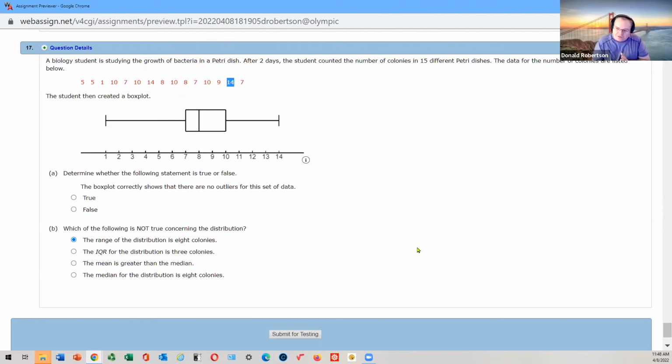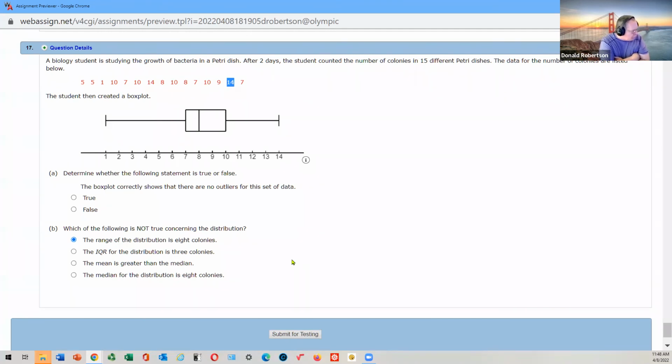It says which of the following. If it said which one of the following, wouldn't it stop? Right? So let's try the next one. The IQR for the distribution is 3 colonies. Well, the interquartile range is the difference between Q1 and Q3. That's what an IQR is. So if you take the third quartile, which is 10, and subtract the first quartile, which is 7, you do get 3. The mean is greater than the median.